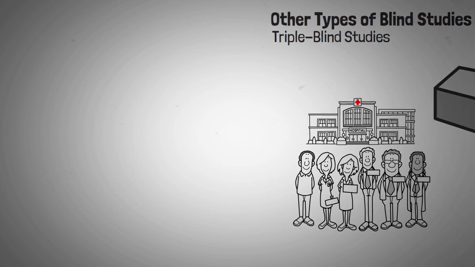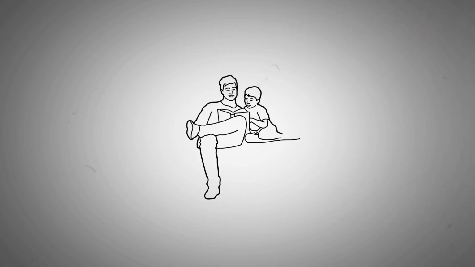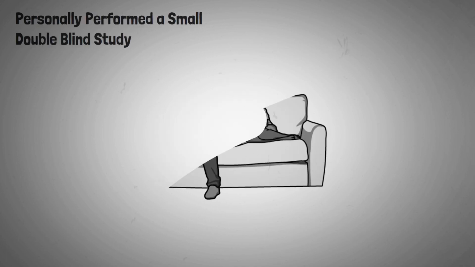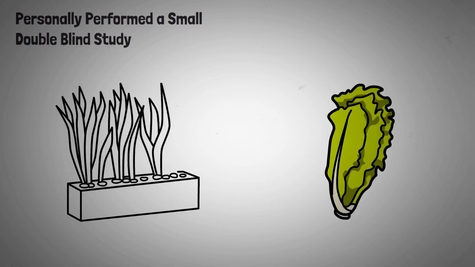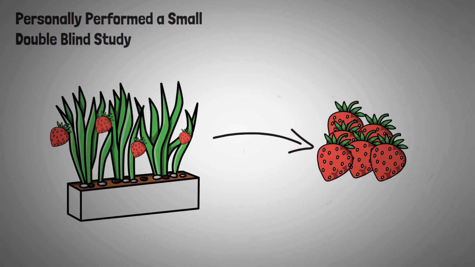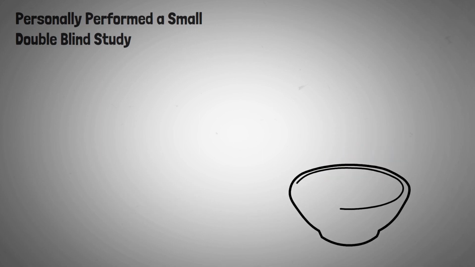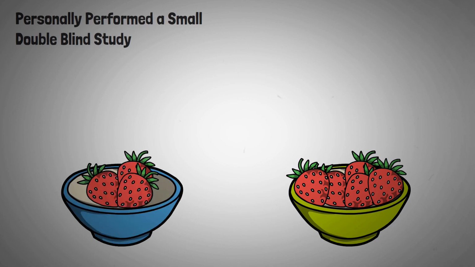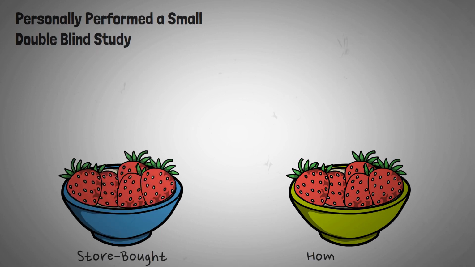Before we move on to the limitations of double-blind studies, I wanted to share a short story in which I personally performed a small double-blind study. Over this summer, I've been dabbling in hydroponics, from growing lettuce to strawberries, and I've learned a ton. Some of the strawberries I've been growing are really tasty, and I wondered if they tasted better than store-bought ones. So what I did is I set up a mini double-blind study where I placed some of my strawberries in a bowl, and then some store-bought strawberries in a bowl. Now under each of these bowls, I put a piece of tape with store-bought written on it, or homegrown written on it. I had my wife mix up these bowls, so even I wouldn't know which one was which.